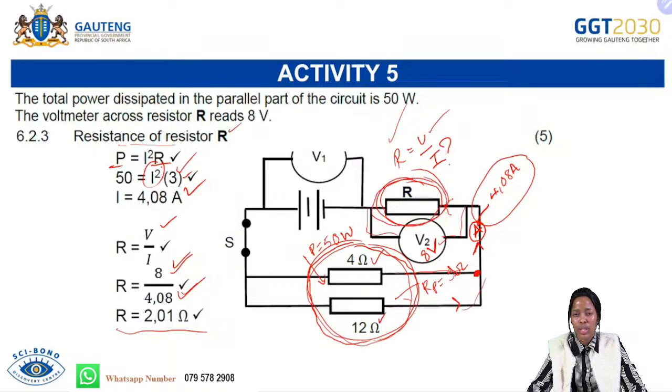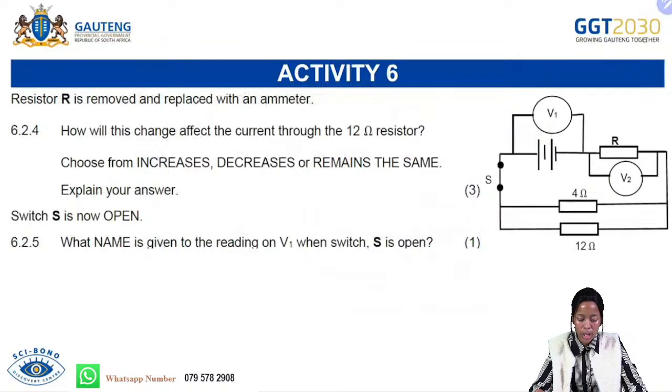Okay, so it therefore means that currently, what is it that we have in terms of the resistance? It means that this resistance or the total resistance that we have, when it comes to the parallel part, we said we have the 3 ohm, and then the current that we have on this resistor is what? Is 2,01. So the combination of the two will give us a total resistance of what? Of 5,01 ohm. Okay. Then it says resistor R is removed and replaced with an ammeter.